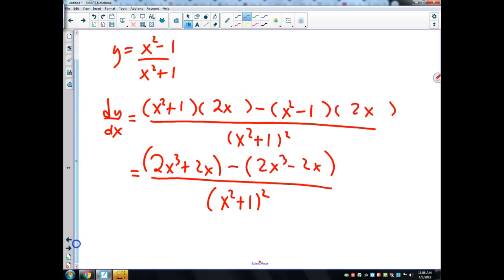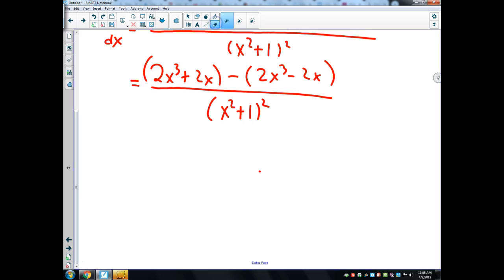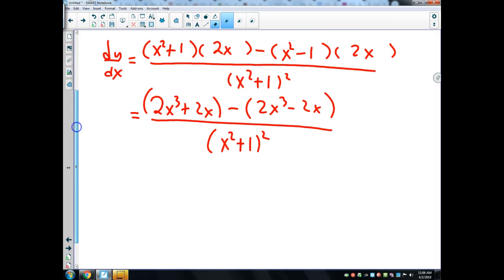Because remember, how do you subtract? In the numerator, we got to subtract. You never do, right? So, add the opposite. So what are we adding? 2x cubed plus the opposite of 2x cubed, that cancels. And 2x plus the opposite of negative 2x is 2x plus 2x is 4x. So you get 4x over x squared plus 1 squared.